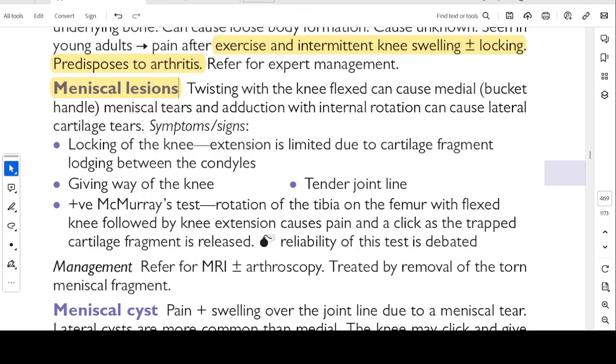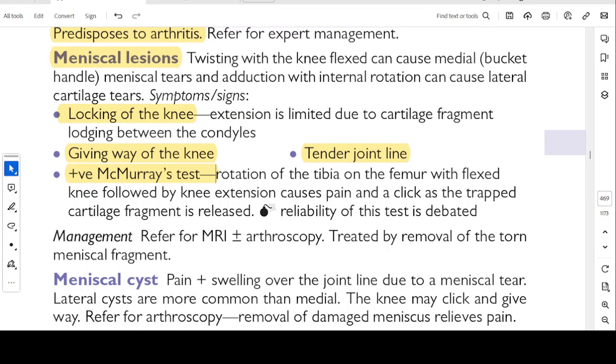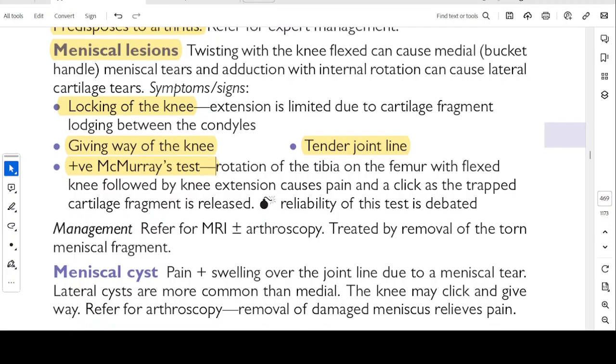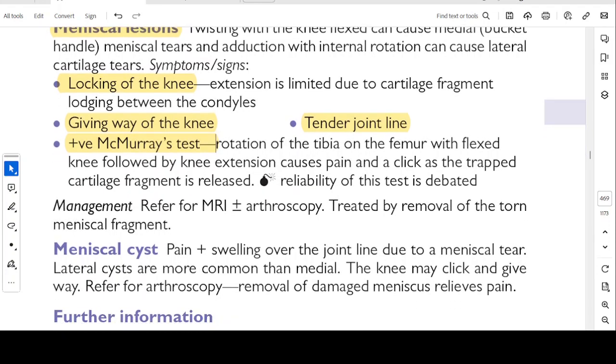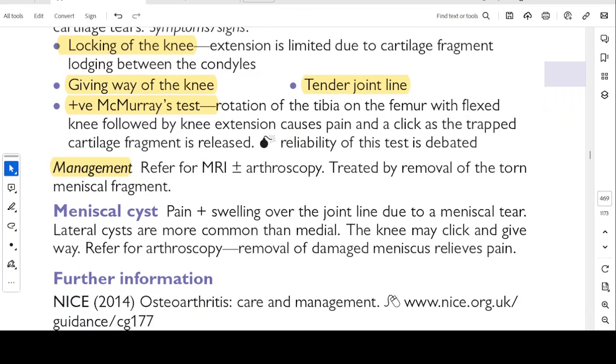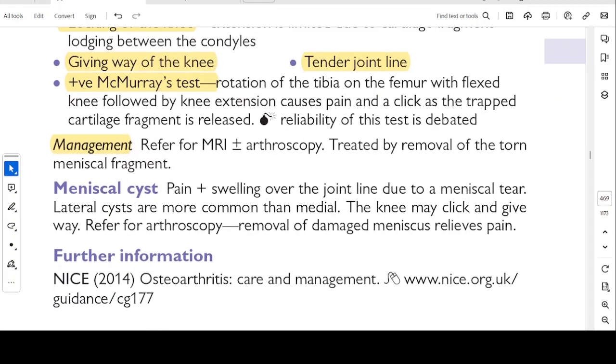Symptoms and signs: locking of the knee. Extension is limited due to a cartilage fragment lodging between the condyles, giving way of the knee. Tender joint line is important for meniscal lesions. Positive McMurray's test: rotation of the tibia over the femur with flexed knee followed by knee extension causes pain and a click as the trapped cartilage fragment is released. Reliability of this test is debated. Management: refer for MRI plus arthroscopy, treated by removal of the torn meniscal fragment.